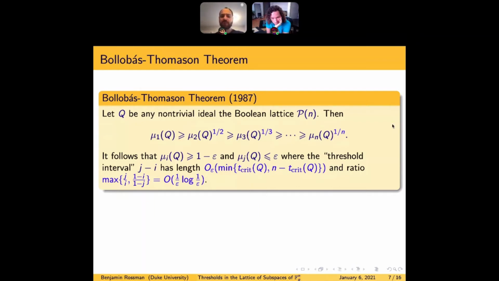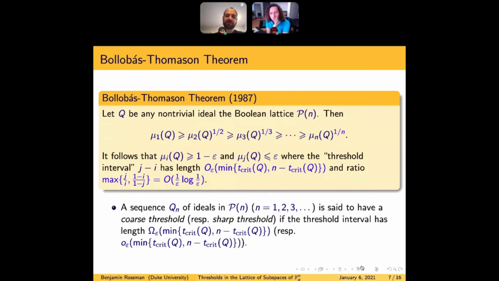And there's a notion of a coarse and sharp threshold. Essentially, an ideal has a coarse threshold if it's tight for this theorem, and it has a sharp threshold if it transitions from 1 minus epsilon to below epsilon very quickly, so in little o of the critical threshold steps.